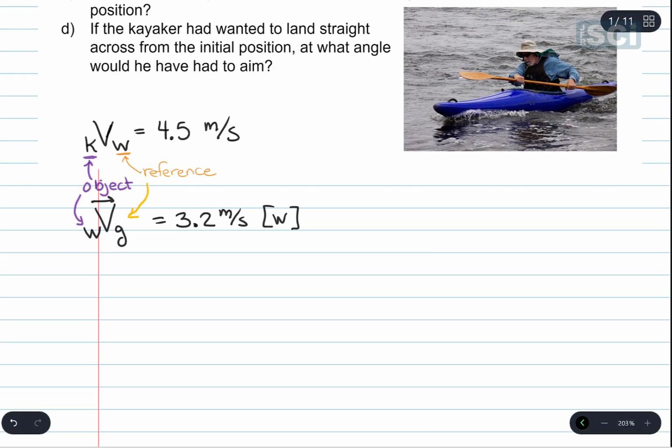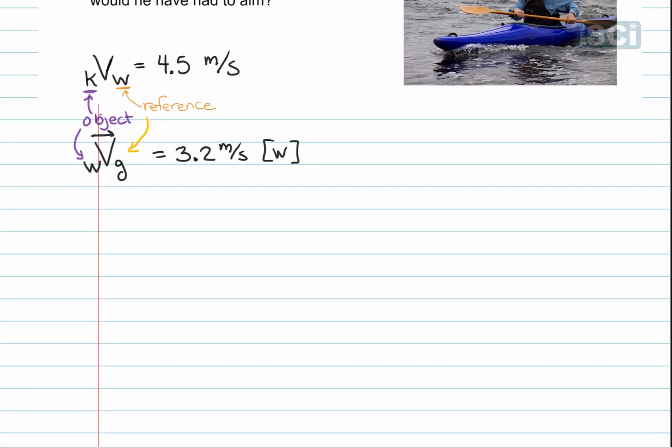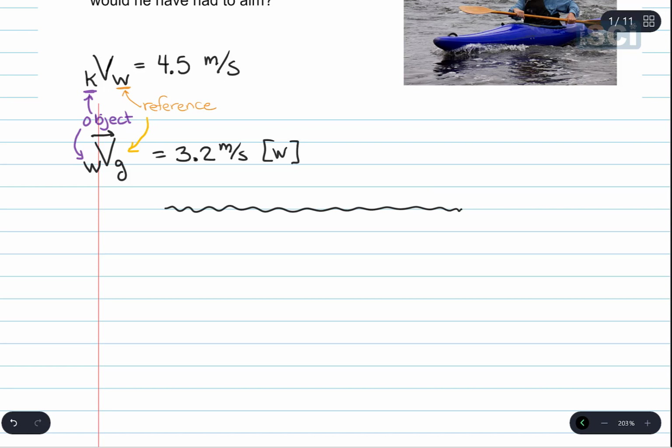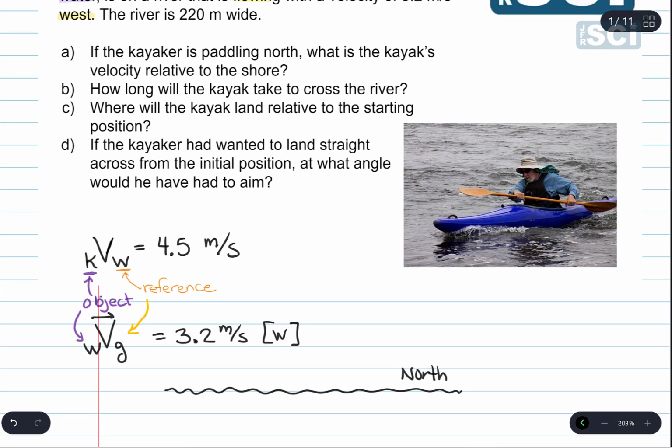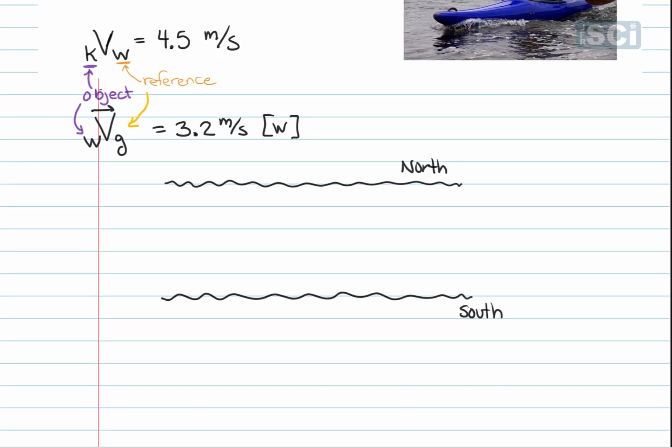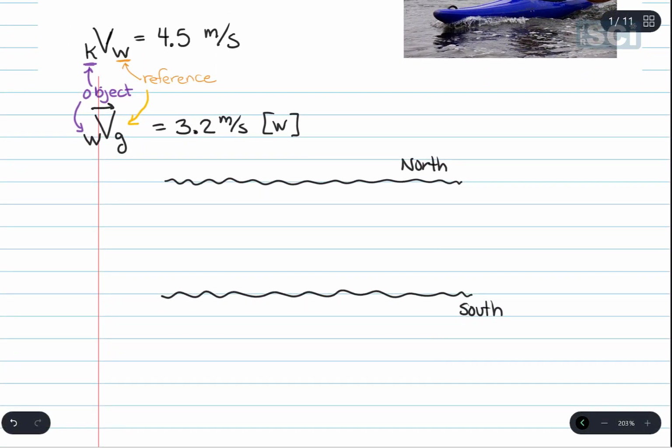Now, I told you the best thing to do is always draw a picture of what we're looking at. So I'm going to go ahead and draw a picture. So I know that this might be the north shore of a river. And this might be the south shore of a river. So I'll call that one south. And in between, the river is flowing to the west. So I'm going to draw a vector with an arrow, and I'm going to say that it is traveling to the west.